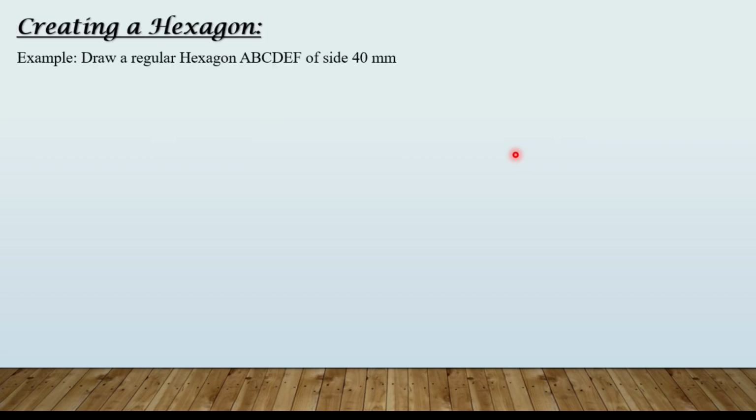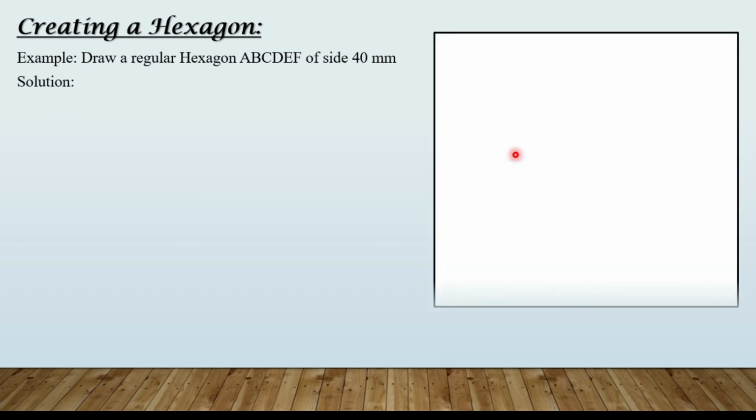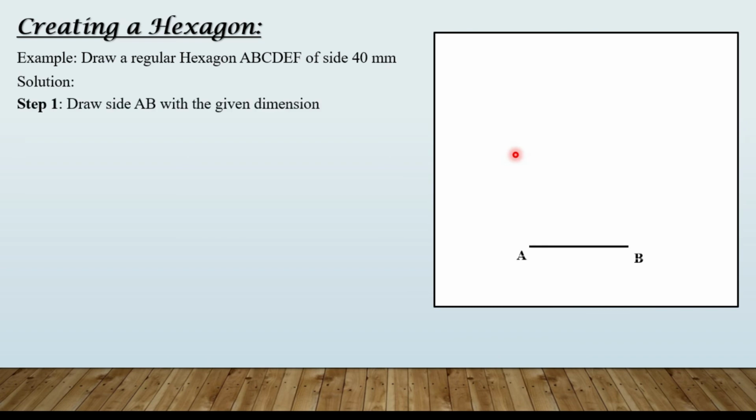Now creating a hexagon. I have changed the dimension here. I am taking 40 mm. Solution. First, draw AB with given dimension. This is the AB. Okay.